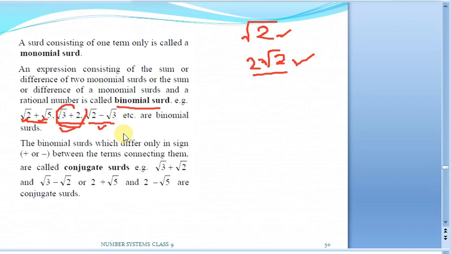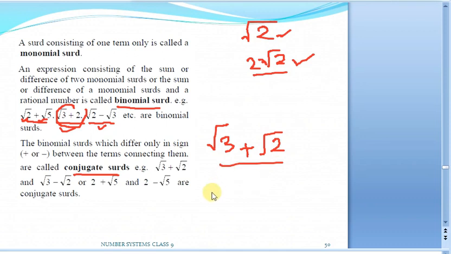So these are binomial surds. Now whenever binomial surds are there, we use one more term, conjugate surds. Conjugate means what? Binomial surds will be connected by either plus or minus. See, in this case these two terms are connected by a plus sign, these two by a minus sign, and these two again by a minus sign. So what are conjugate surds actually? Suppose there is a number root 3 plus root 2. This is a binomial surd. For a binomial surd, we will define one more thing called a conjugate surd.